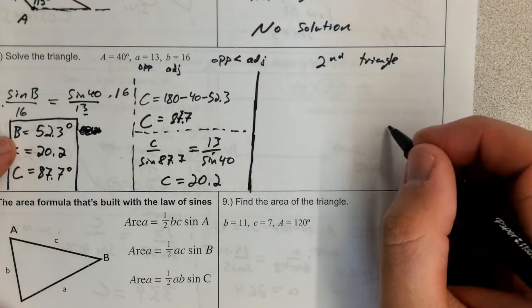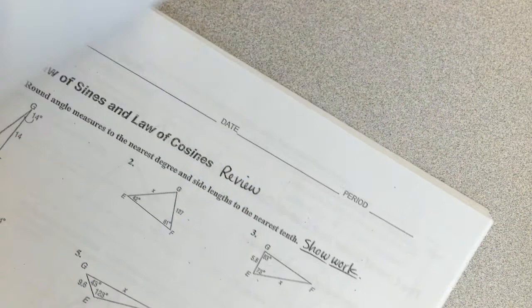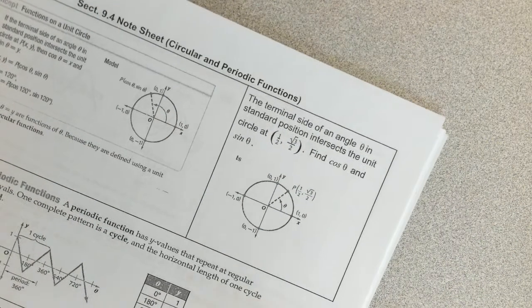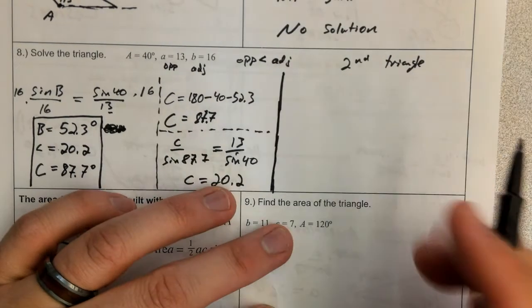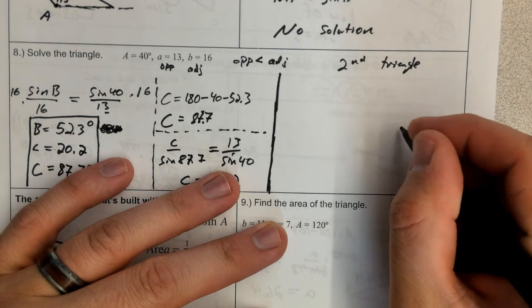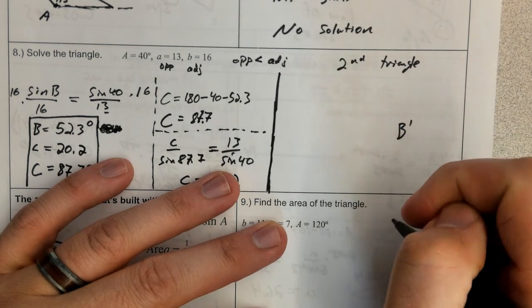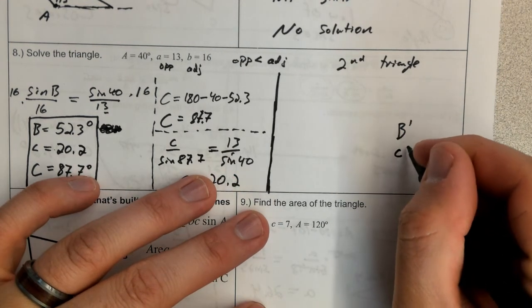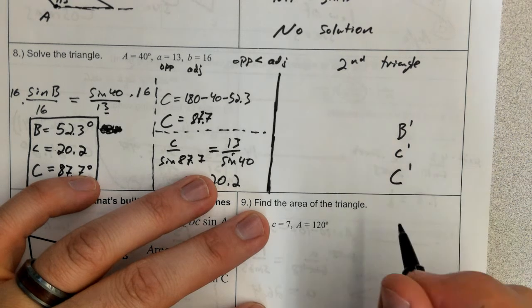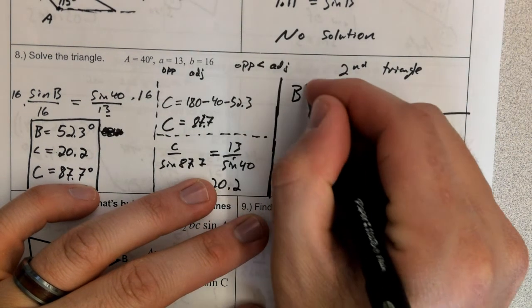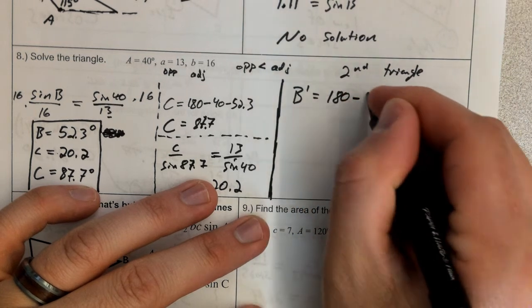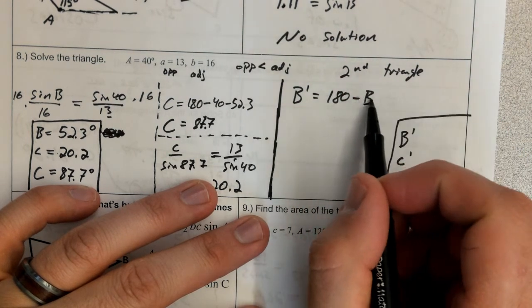I'm going to keep the notation the same here. Okay, so I'm just going to use prime. If I want the second triangle, it's going to be angle B prime, little c prime, and angle C prime, okay? So we'll go fill those in as we get them. B prime is going to be equal to 180 minus B. And that's always going to be 180 minus the first angle that you found.